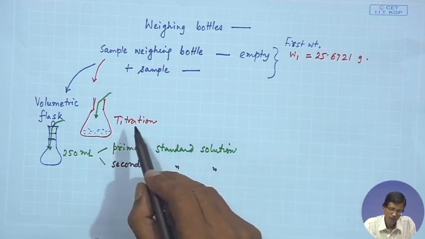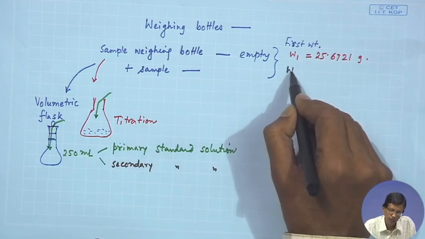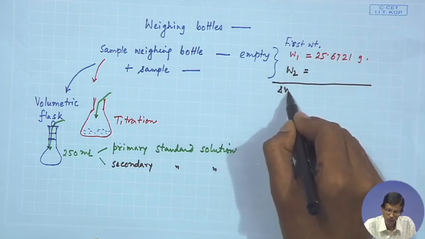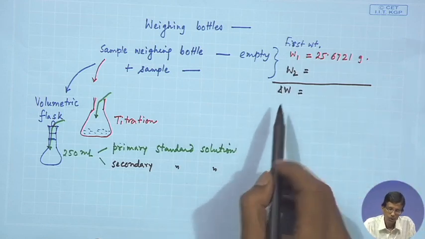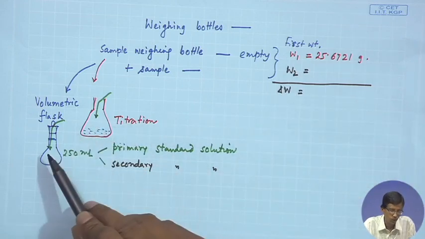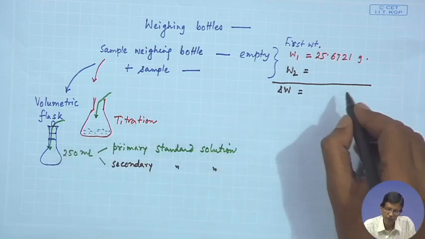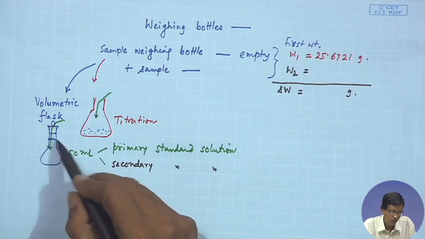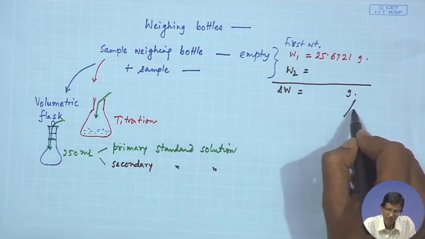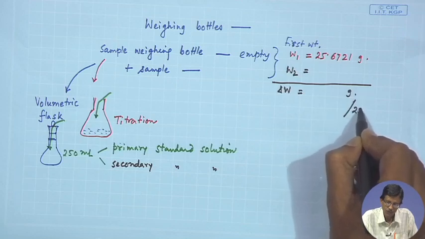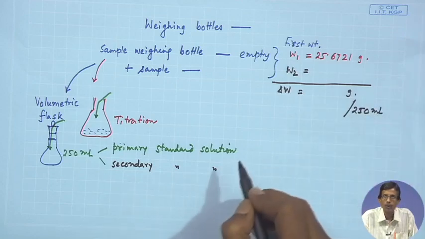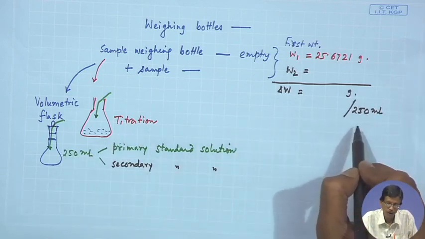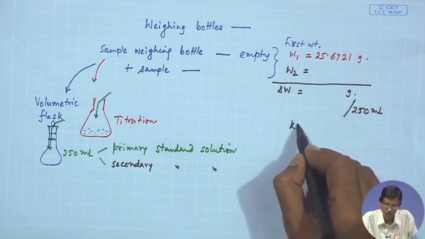So, what you can see from here is that you have W1, then you get W2, because the difference between these two will give you the delta W, which is actually being transferred to all these flasks. That means, the weight we should know nicely. Then when we make up the volume to 250 milliliter, we can say that this much amount of solute or analyte has been transferred to these containers to make a solution of known strength, because this will be of known weight.